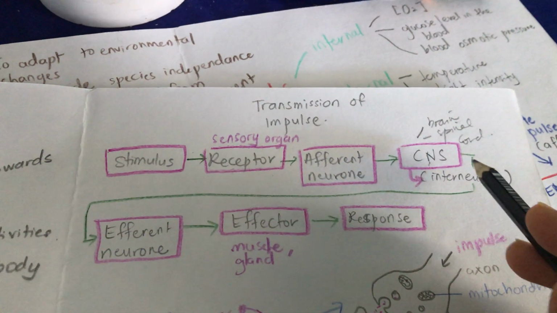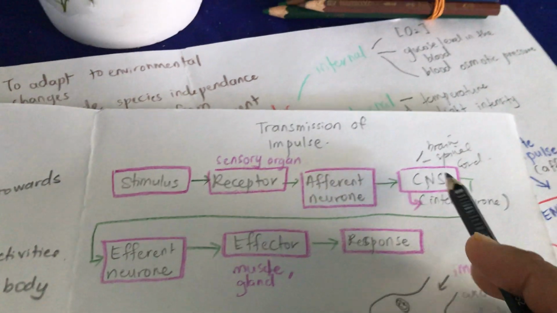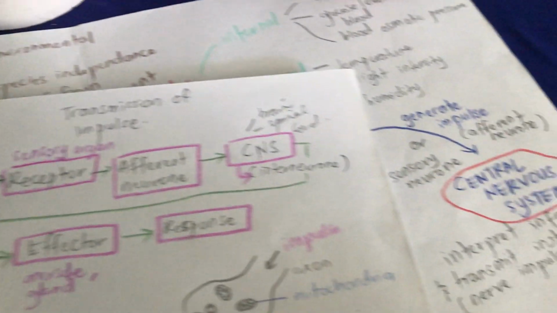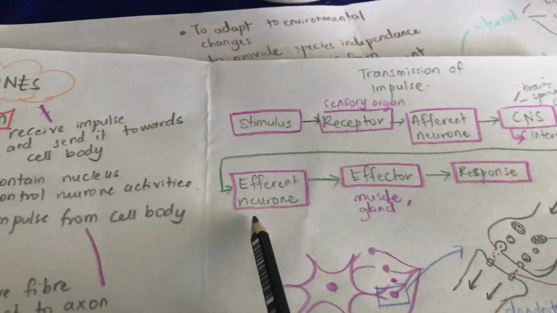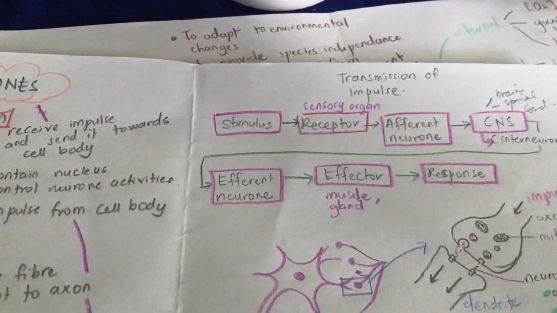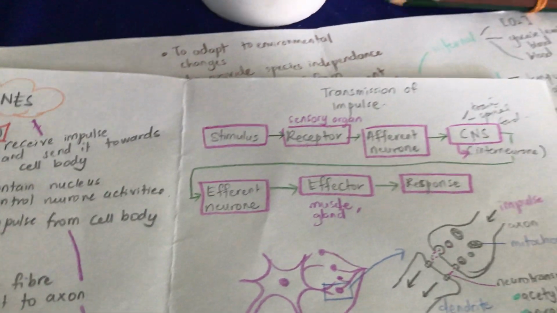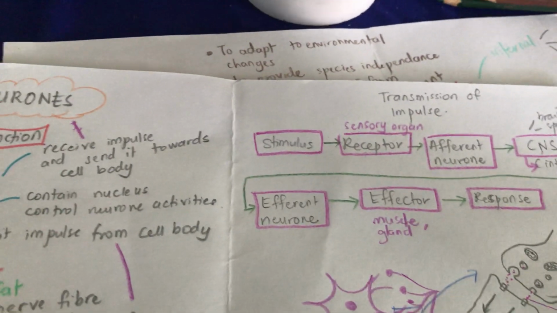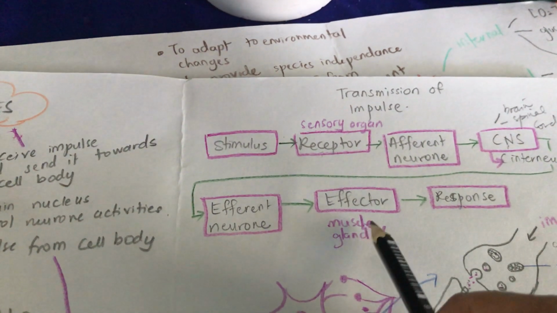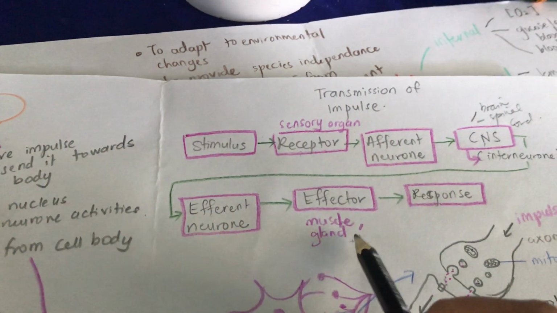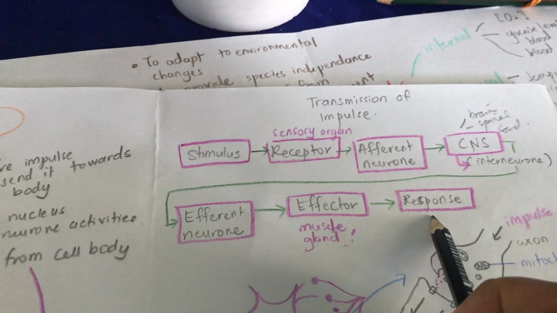And then the central nervous system will interpret. Okay, look at this one, yang dah belajar sebelum ni. Kita dah belajar sebelum ni. Okay, next, the efferent neuron. The efferent neuron transmits the instruction in the form of impulses from the central nervous system to the effector. The effector is the muscles and also the glands. And then the effector will give out a response.